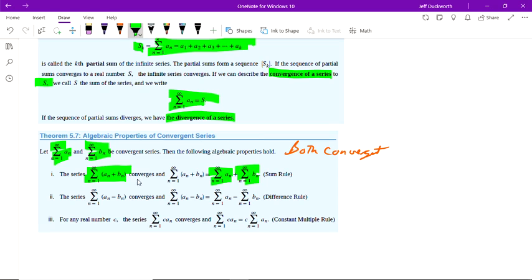Same thing if we're taking a difference. We can break that up into two different series, which we subtract. Since they're each convergent to some number, a number minus a number will also give us a number that's not infinity. And if you put any real constant c, we can pull the c out in the same manner that we did before with the limits and so forth.